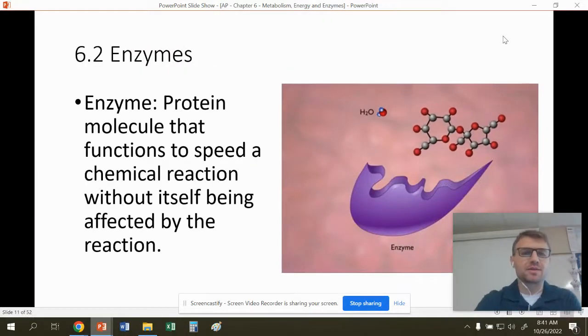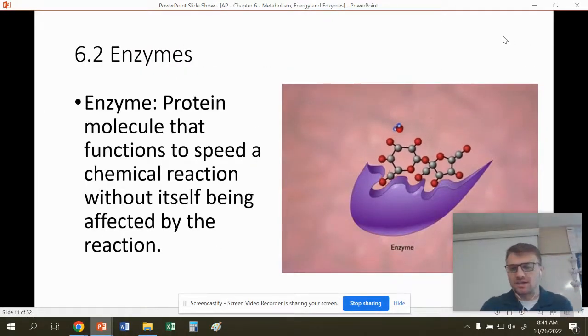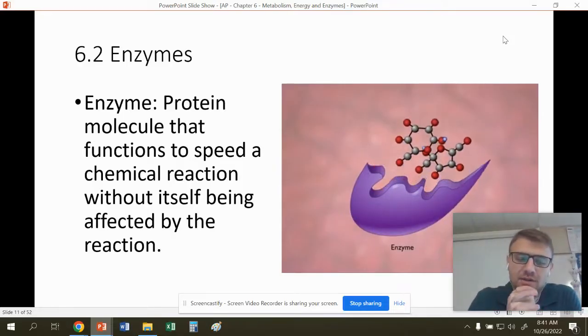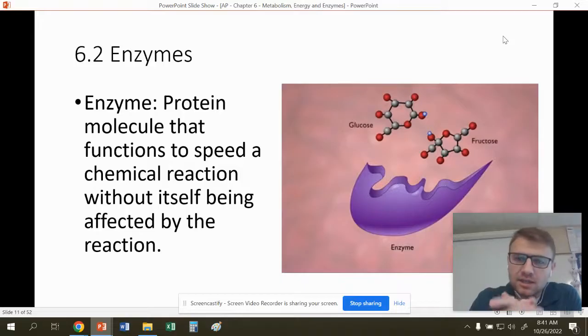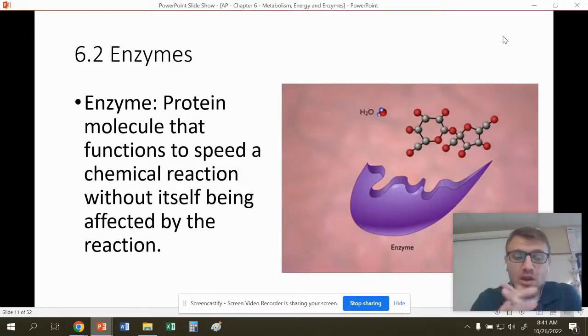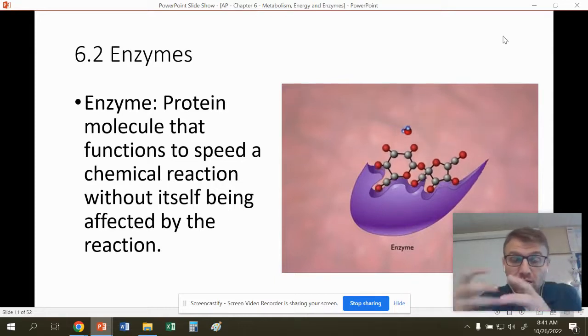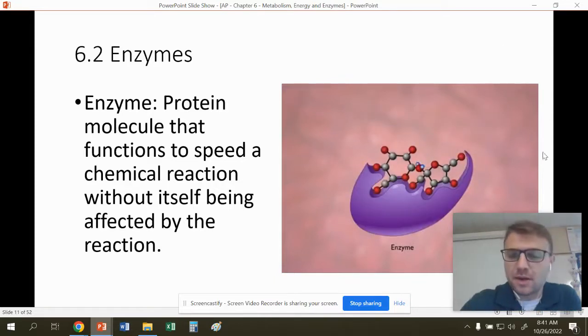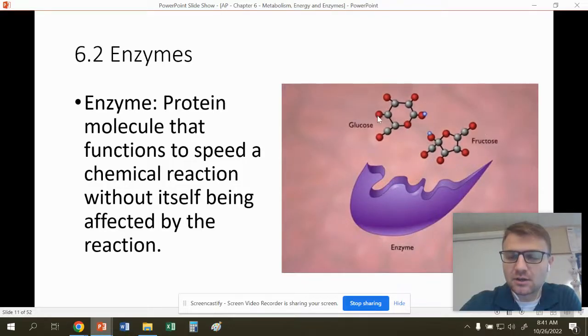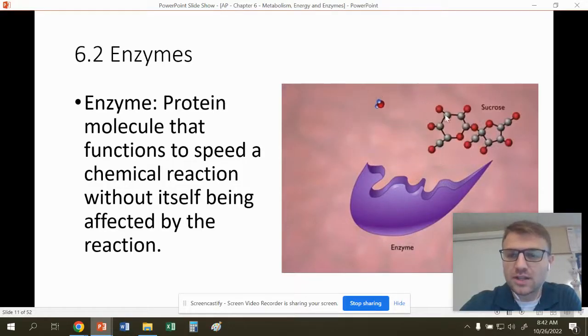All right, hello everyone. This is going to be 6.2 on enzymes. Enzymes are protein molecules that function to speed up chemical reactions. There are two main things that they do: they either break things down or split bonds apart, or they build things up or join things together. So this enzyme here in purple, you can see, is breaking down this disaccharide. We can see that this disaccharide was originally 2 monosaccharides bonded together.